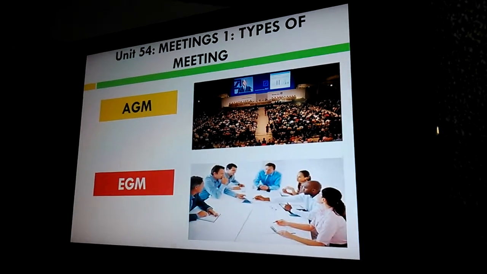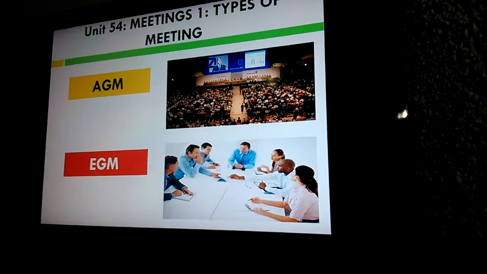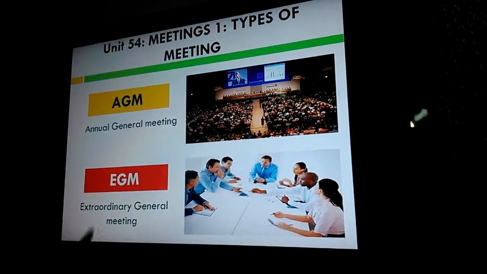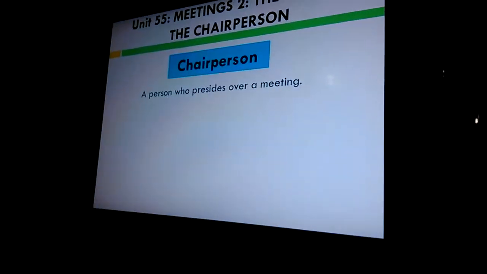When we talk about types of meeting, we have AGM and EGM. AGM is an annual general meeting in which many people of the company get together in order to, let's say, talk about different business, talk about the year, talk about how they developed in the period. Extraordinary general meetings are when suddenly a situation happens and they have to get together in order to make a presentation or make a plan in order to solve problems or improve strategies. Then the chairperson is a person that is in charge of the meeting.